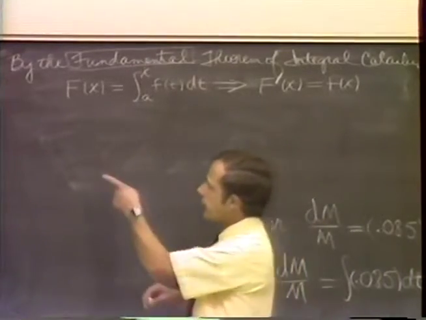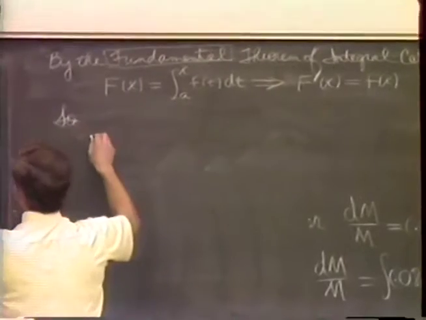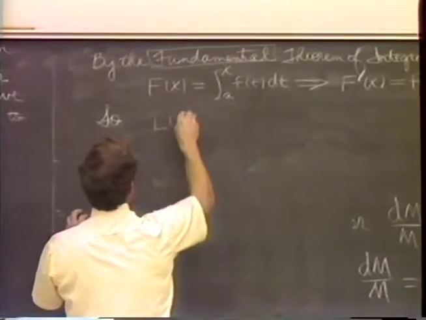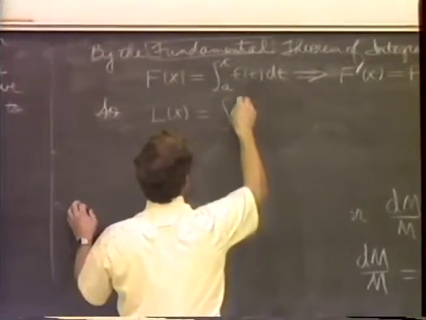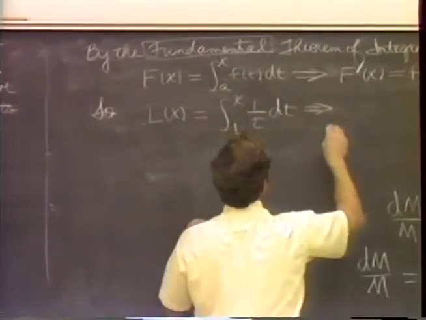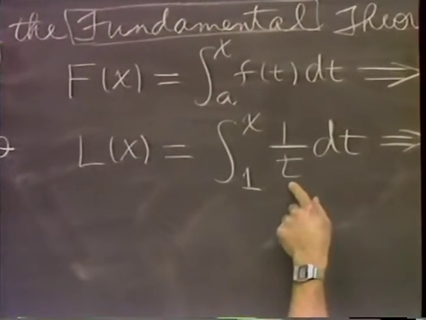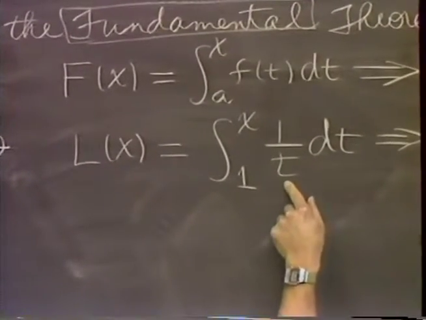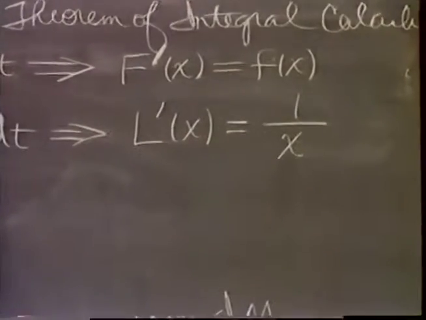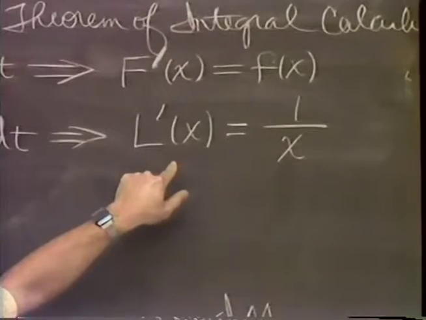Okay? Well, the reason I pull this out of the hat, so to speak, is if you take our function, L of x, which I've defined to be the integral from 1 to x of 1 over t dt, then this fundamental theorem says that L prime of x is the function 1 over x when I plug that x in. And that's just what I wanted. I wanted a function whose derivative was 1 over x.